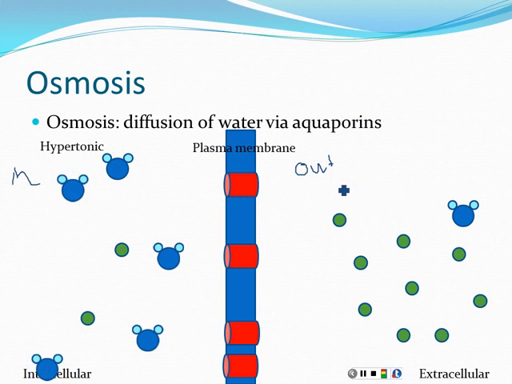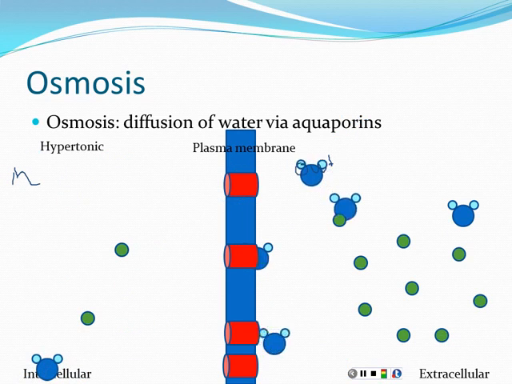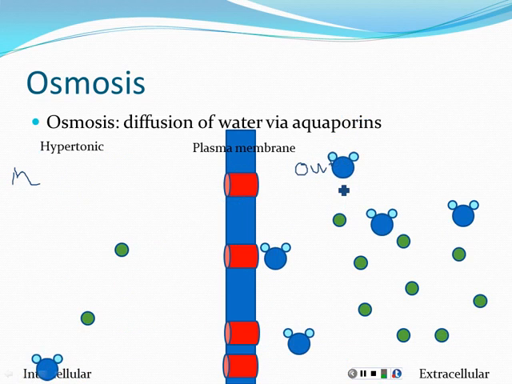Okay, so what will happen to the cell then if this occurs? If it was in a hypertonic? It'll shrivel up. Very good. Because water from the inside will go out, causing the cell to shrivel up inside. Does that make sense? Yeah?